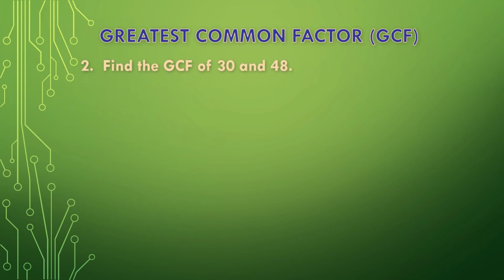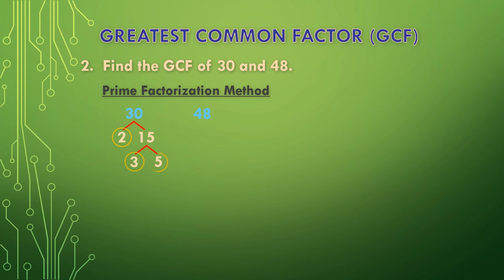Number 2, find the GCF of 30 and 48. Let's write 30 and 48. Let's start with 30. 2 times 15 is equal to 30. 2 is prime. We cannot break it down any further, so let's encircle it. Next, let's factor 15. 3 times 5 is equal to 15. 3 and 5 are already prime numbers, so let's encircle them.